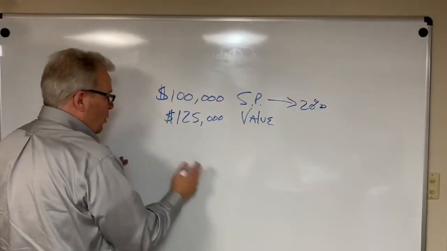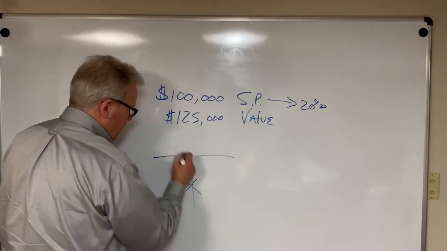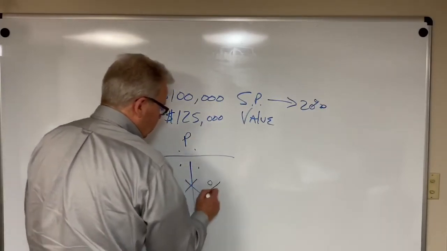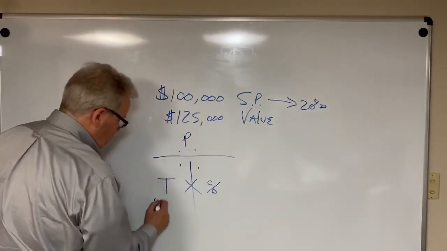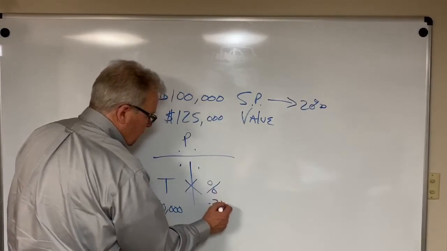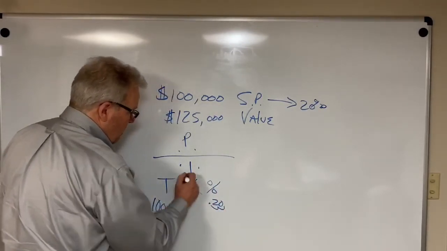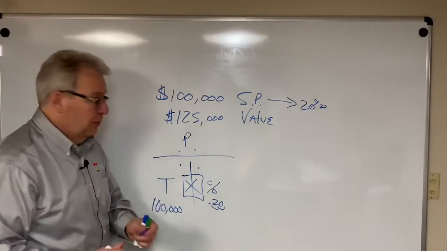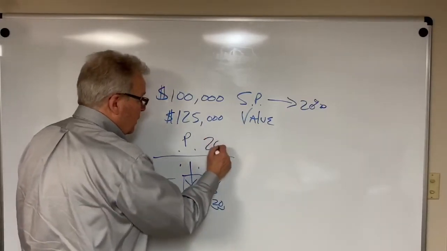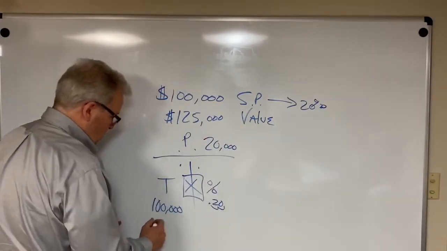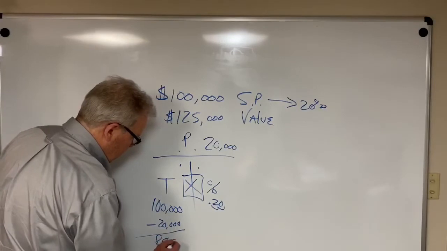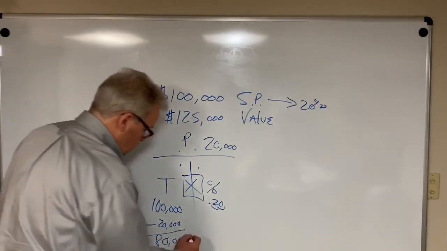Okay? So let's do this first T problem. And remember, we have part, total, percent. So he paid $100,000 for this home, and he put 20% down, which would be 0.20. Our math tells us to multiply. 100,000 times 0.20 gives us $20,000, right? Now, when we subtract 20,000, that means Tom got an $80,000 loan.